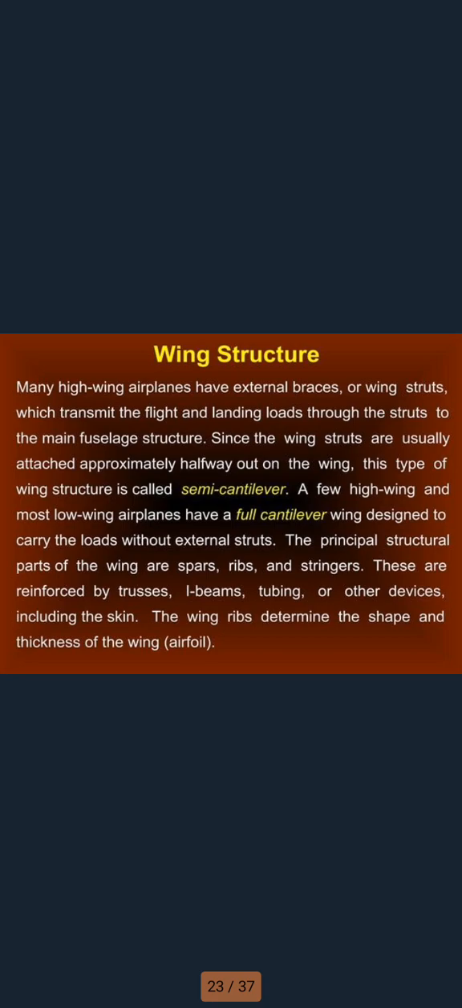Wing structure. Many high-wing aeroplanes have external braces, or wing struts, which transmit the flight and landing loads through the struts to the main fuselage structure. Since the wing struts are usually attached approximately halfway out on the wing, this type of wing structure is called semi-cantilever. A few high wings and most low-wing aeroplanes have a full cantilever wing designed to carry the load without external struts.